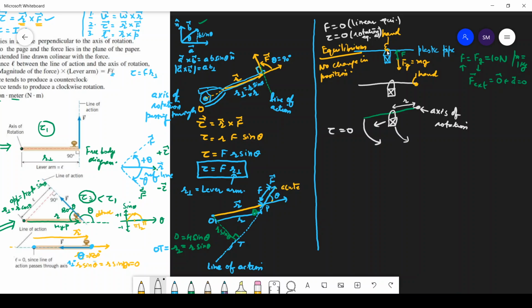So what is the difference between this case and this case? Here, your F means it was not rotating, because if you rotate it, then your axis of rotation will be over here. Your hand is over here. You are applying the force over here. So in this case, students, R is equal to 0.